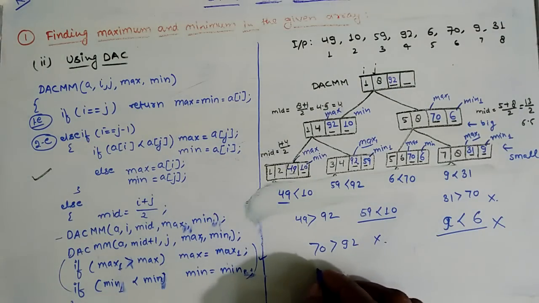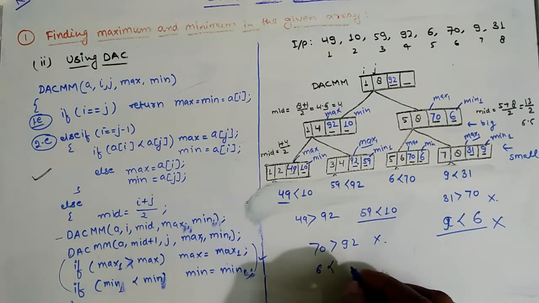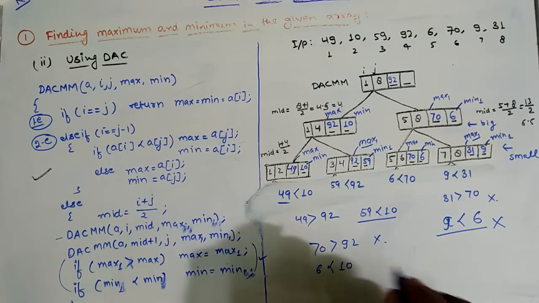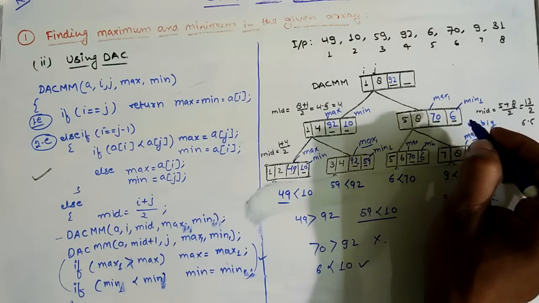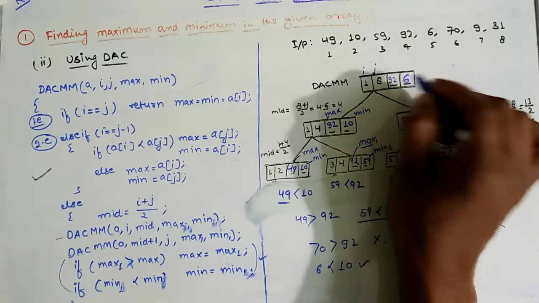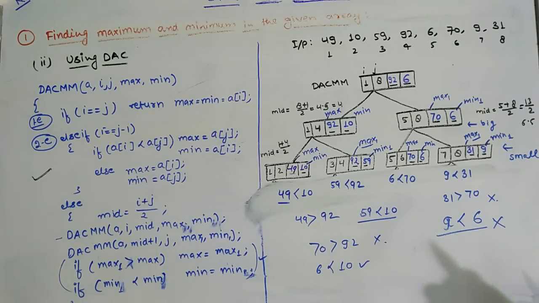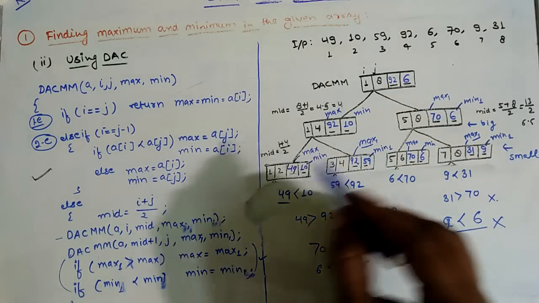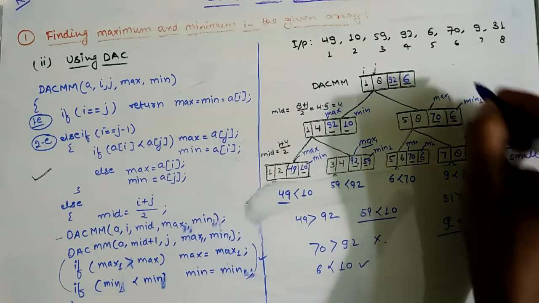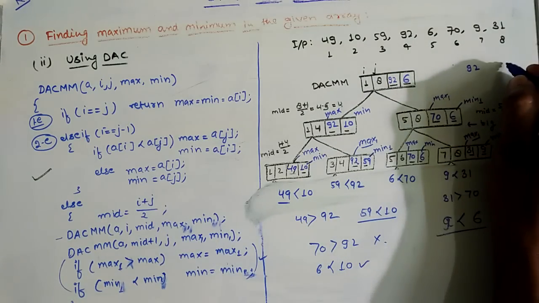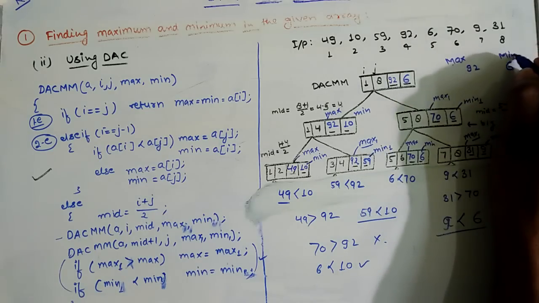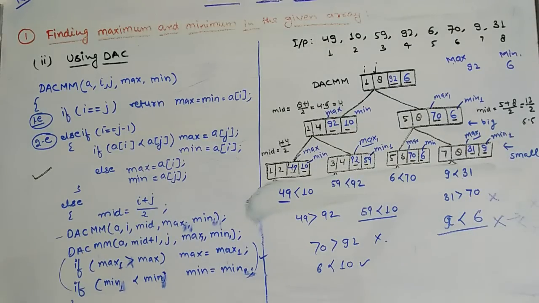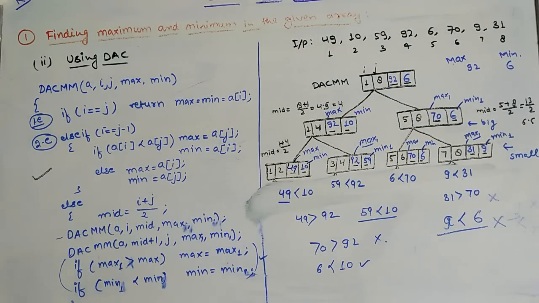Now for the second condition, I check whether min 1, which means 6, is less than min, that means 10. So yes, the condition is satisfied. It means min is updated. So min would be min 1. So I write here 6. After updation, the min is 6. So in this recursive calling, I find out that max would be 92 and min would be 6. So this is the maximum element and this is the minimum element. This is how we solve this problem using the recursive calling.